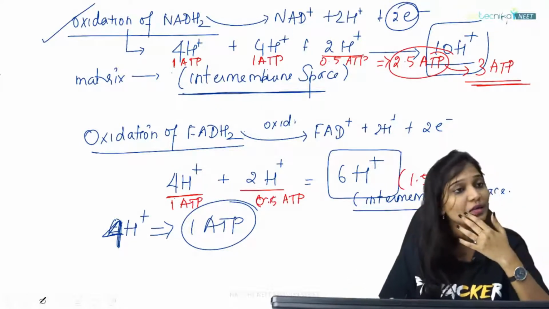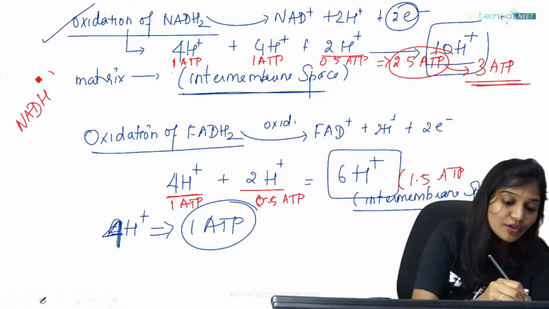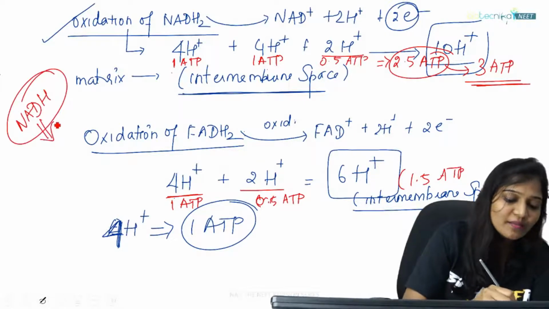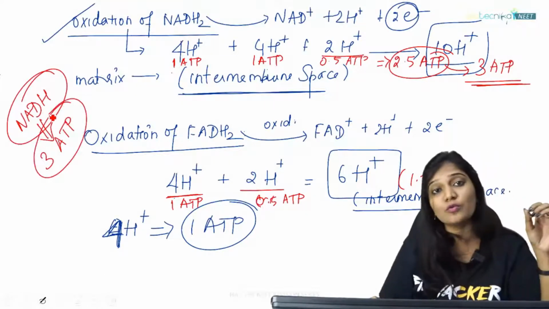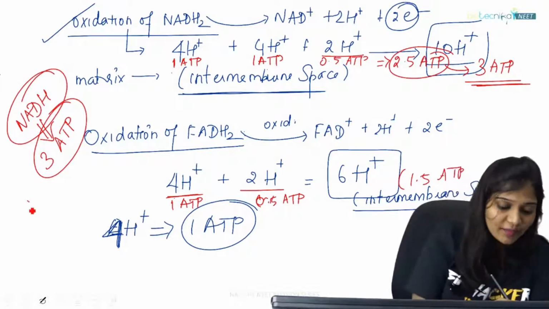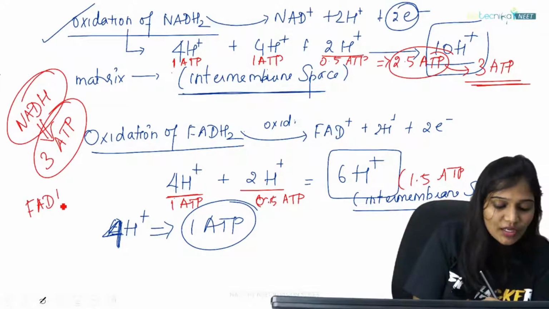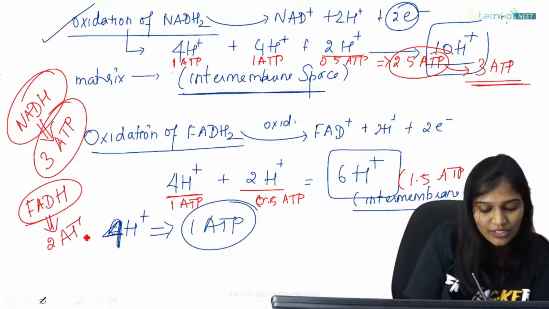So if I have to summarize, oxidation of NADH is going to provide 3 molecules of ATP, a rounded-off value. You should not mark it as 2.5 in your examination. Just mark 3 ATP, which is given in your NCERT. And one FADH2 is going to give you 2 ATP molecules.